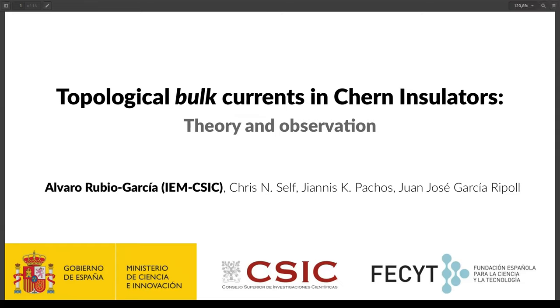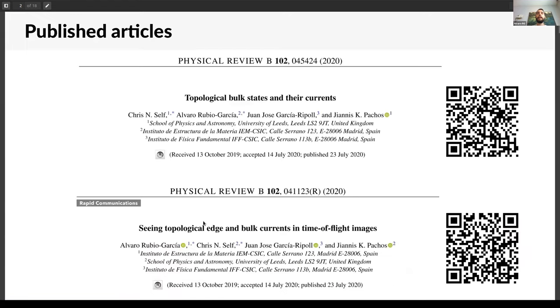Yeah. Okay, perfect. So, hello everyone. My name is Álvaro Rubio. I'm a PhD student at the Spanish Research Council. Today, I'll be talking about topological bulk currents in Chern insulators. What are these currents? Where do they come from? And how can we observe them? This work has been done in collaboration with Chris Self and Janis Patches from the University of Leeds, and also with Juan José García Ripoll from the Spanish Research Council. This work has resulted in the publication of two articles in July of 2020.